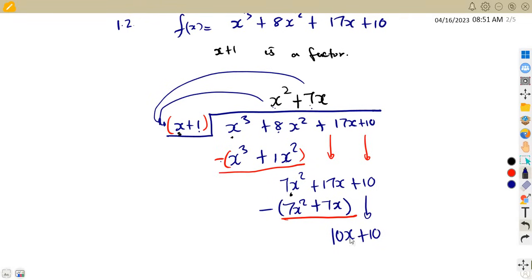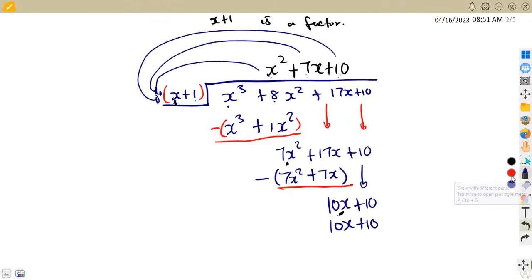All right, we divide again the first term by the first term. So 10x divided by x, that's plus 10. We multiply back the 10 to the whole of this bracket. So it's 10 times x, which is going to give us 10x, and 10 times 1, which is a plus 10. Then we subtract again. All right, if we subtract, as you can see here, that's the same part. So we are going to obtain a 0. That means truly x plus 1 was a factor.